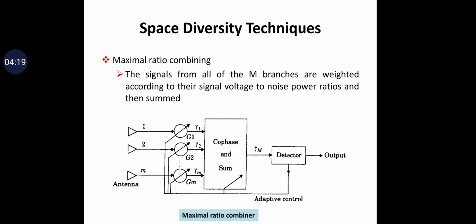Next, let's see about the maximal ratio combining. In maximal ratio combining, the signals from all of the M branches are weighted according to their signal voltage to noise power ratios and then summed. So this is the diagram. Here the signals from all the branches are weighted according to their signal voltage to noise power ratio and they are added.